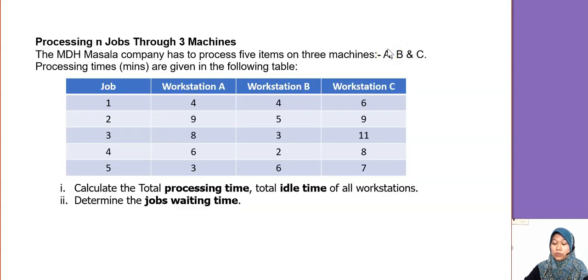Today kita akan buat Johnson rule for 3 machine. In the YouTube previously we looked into 2 machine. Now we are going to do it for 3 machine. They have an extra step for 3 machine. So let's look at this example.